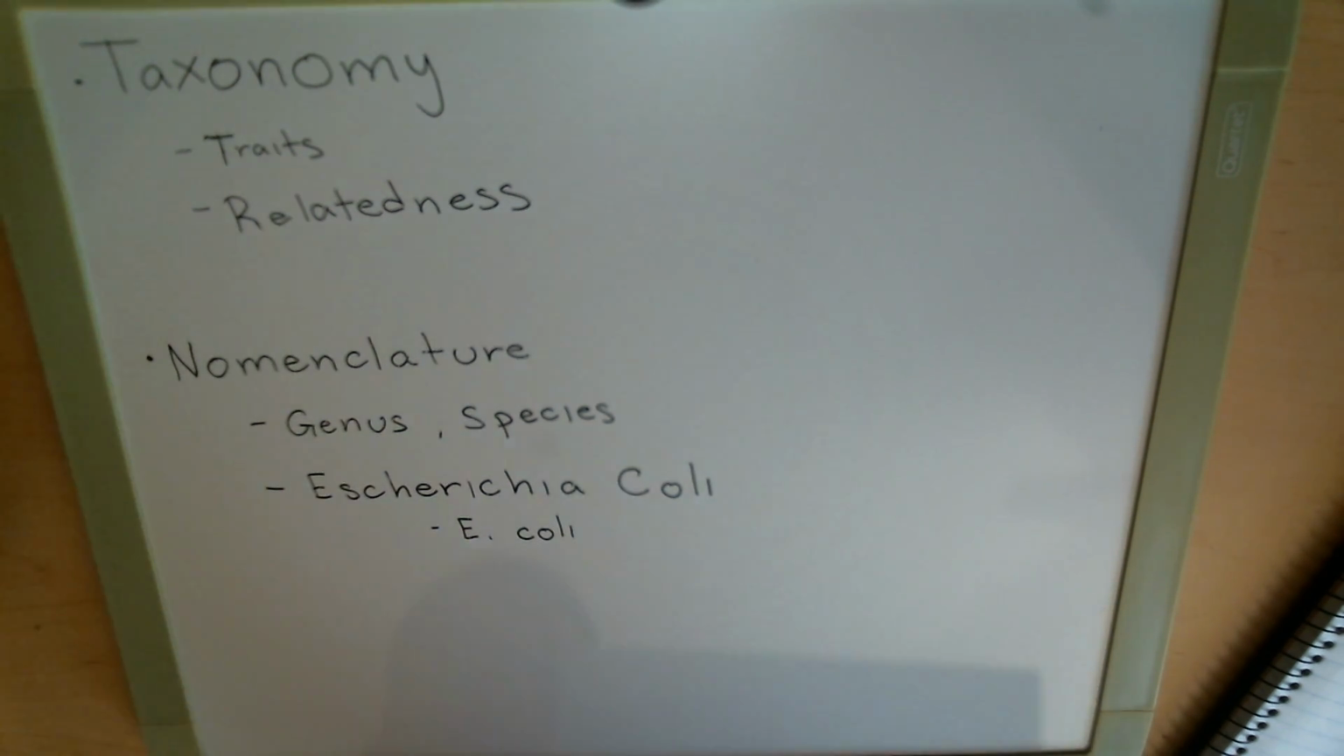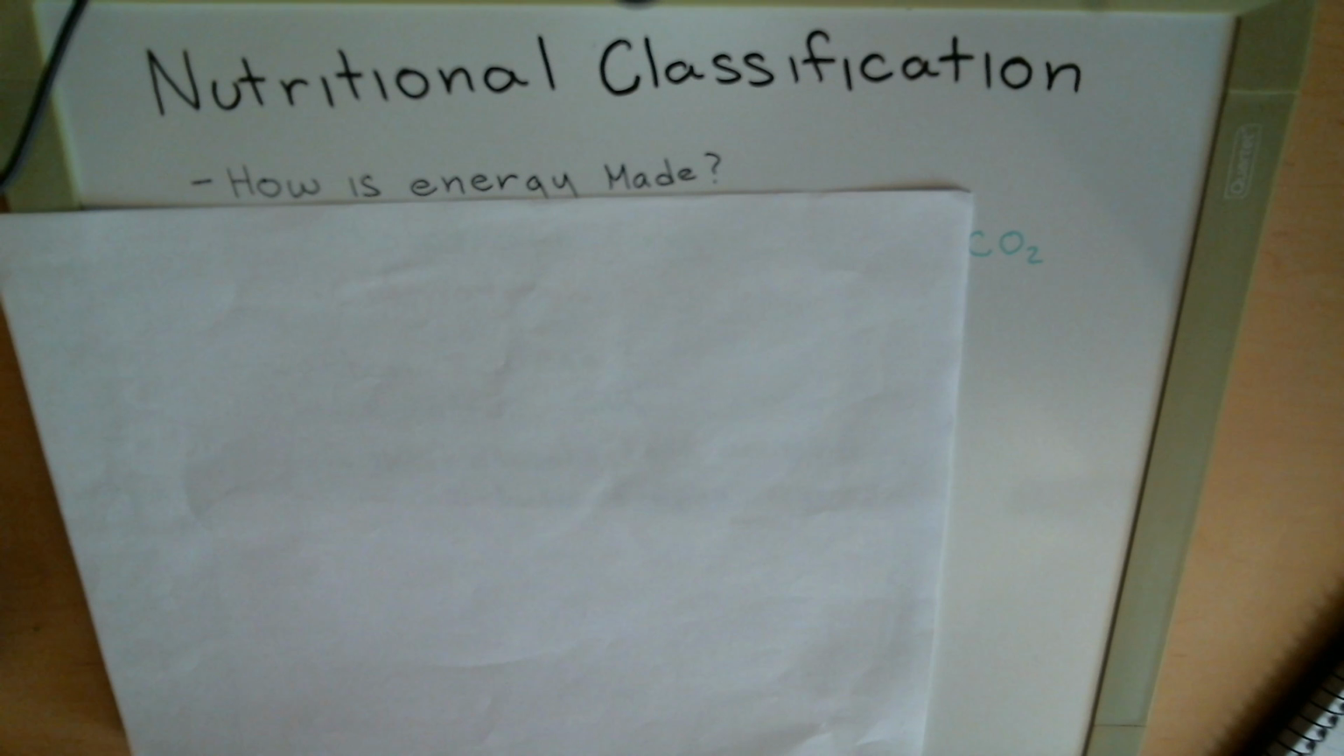But when we're really doing the taxonomy of it, we have to get into how we classify them. And we classify them first and foremost by their nutritional classification. In the case of nutritional classification, we ask two questions. The first one being, how is energy being made for this organism?